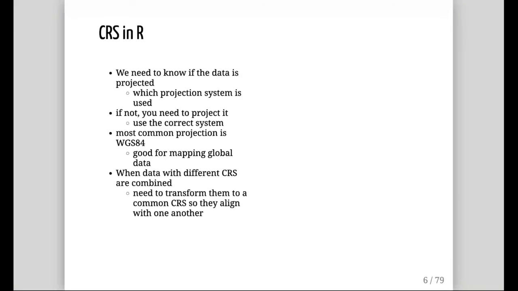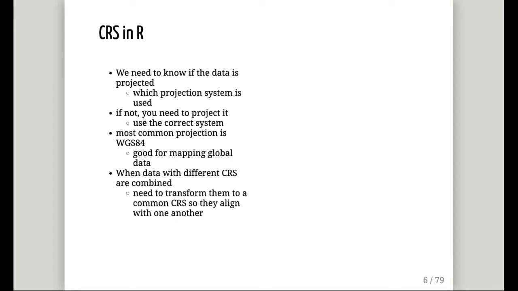And usually if you're working with the data for a while, you would know it. The decisions are based on theory and what is most appropriate for the parameter that you're analyzing and for the region that you're analyzing the data. Most common projection that you'll see a lot is WGS84, which is good for mapping global data. So Google Earth also uses the same CRS system.